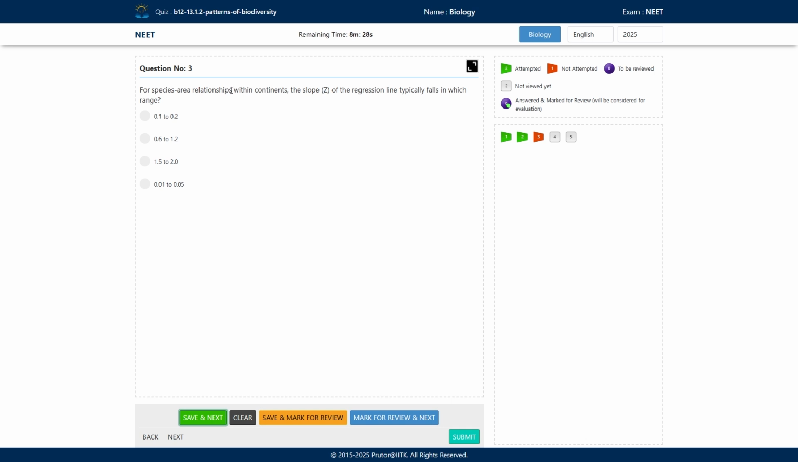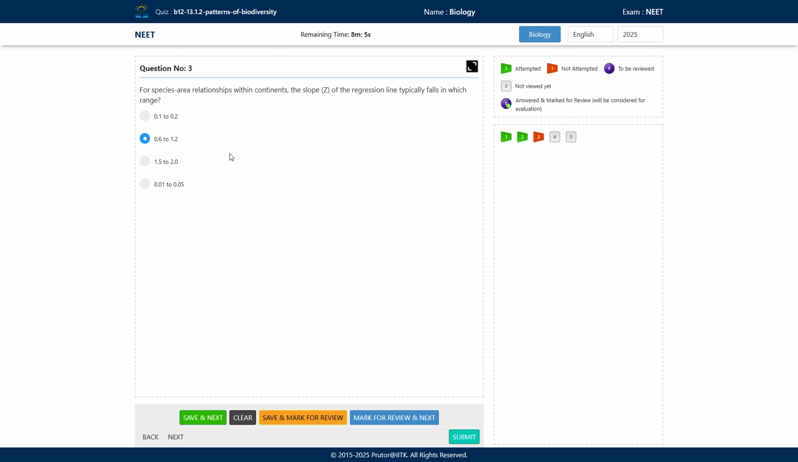Next one, for a species-area relationship within continents, the slope of the regression line typically falls in which range? So they are talking about a very large area, continents here. What will be the Z value? 0.1 to 0.2, 0.6 to 1.2, 1.5 to 2, or 0.01 to 0.05. What will be the correct answer? Okay, 0.6 to 1.2 will be the correct answer here.